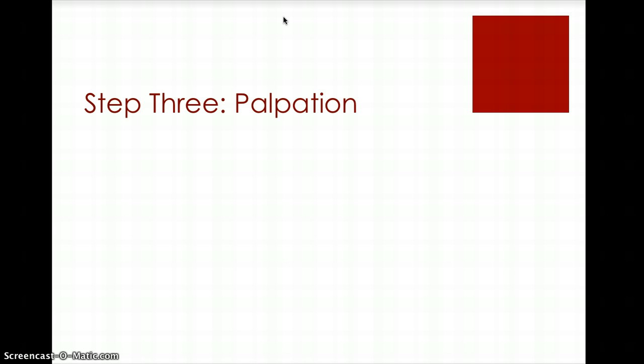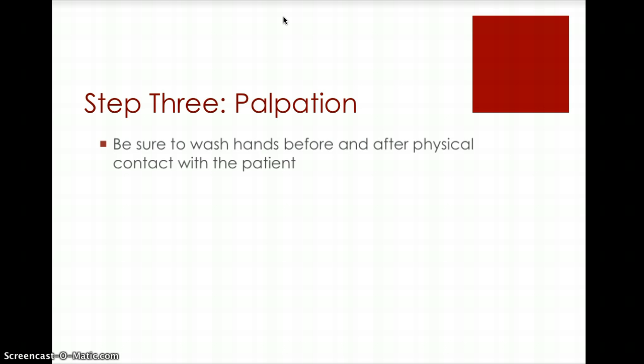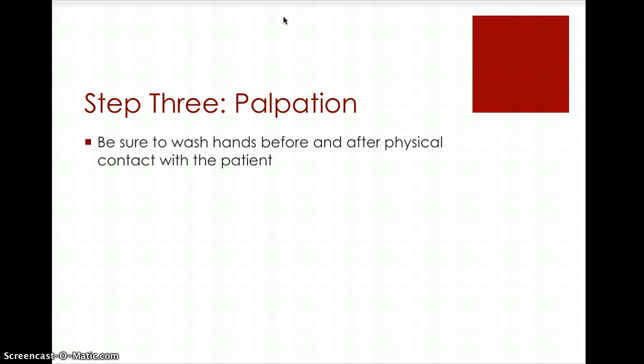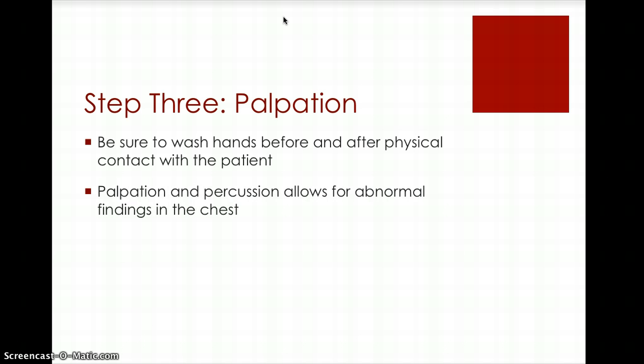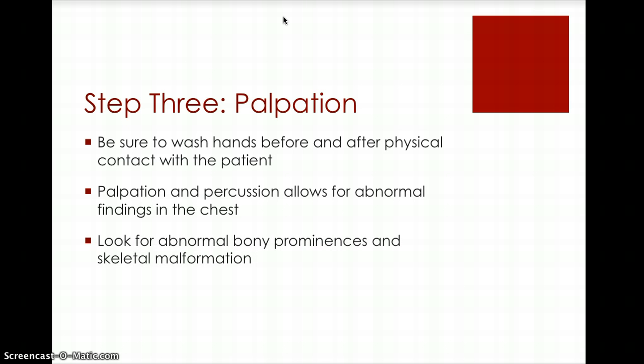So after you've obtained that background information, you're going to start with palpation. You want to wash your hands before and after any physical activity with the patient, of course, and be wearing gloves. Palpation and percussion allow for finding abnormalities in the chest. This might be something you might not see, but you could actually feel. You want to look for abnormal bony prominences and skeletal malformations. And you want to percuss for resonance in a logical pattern.